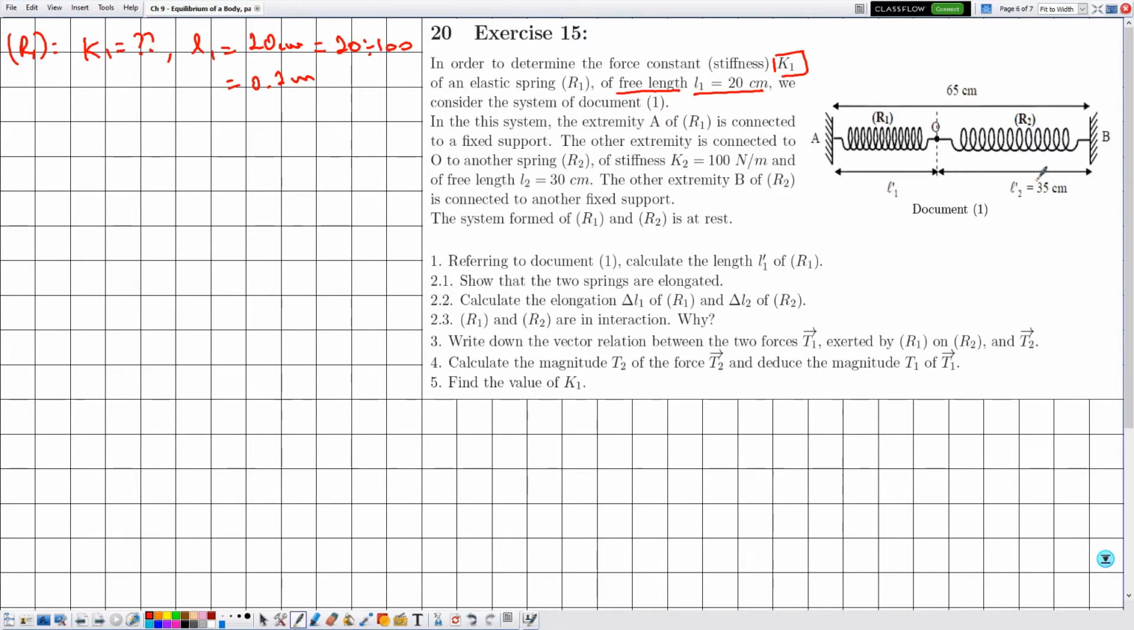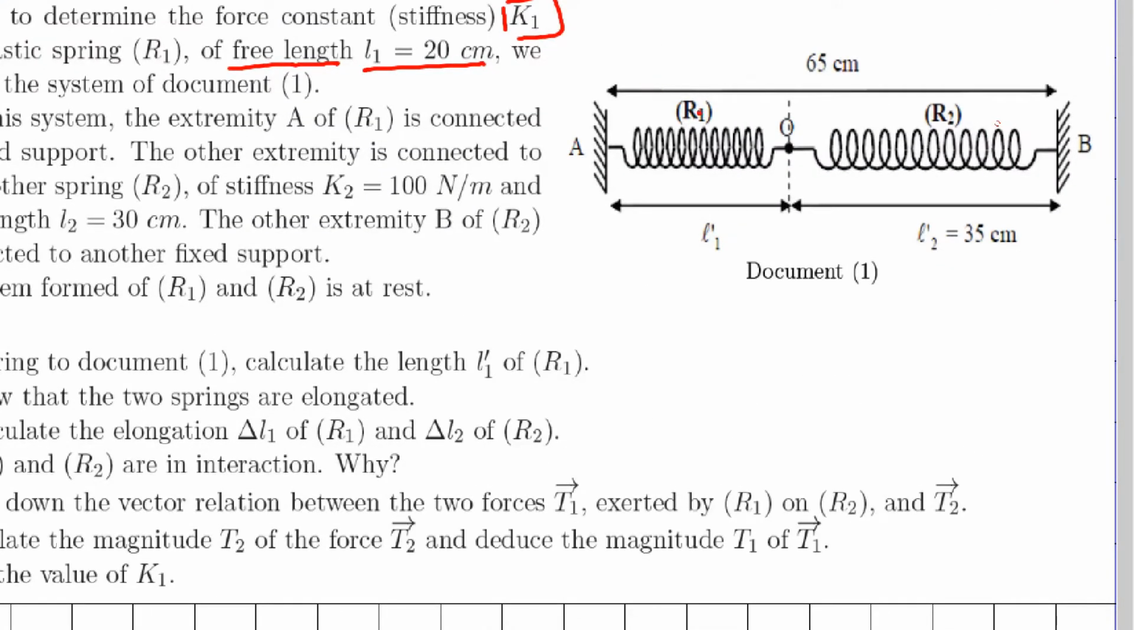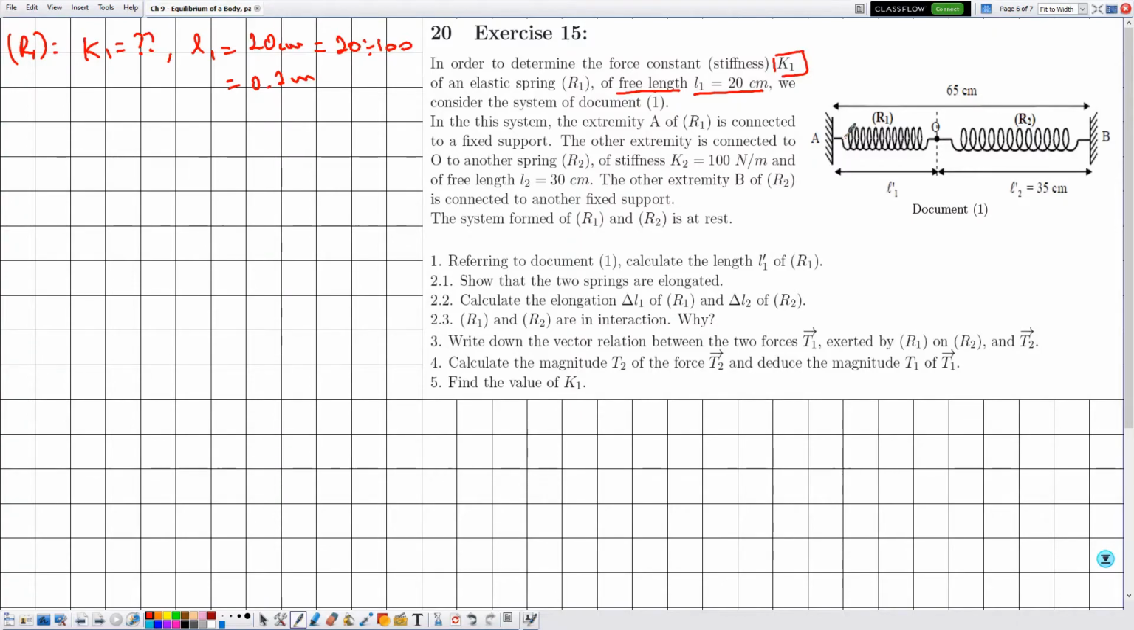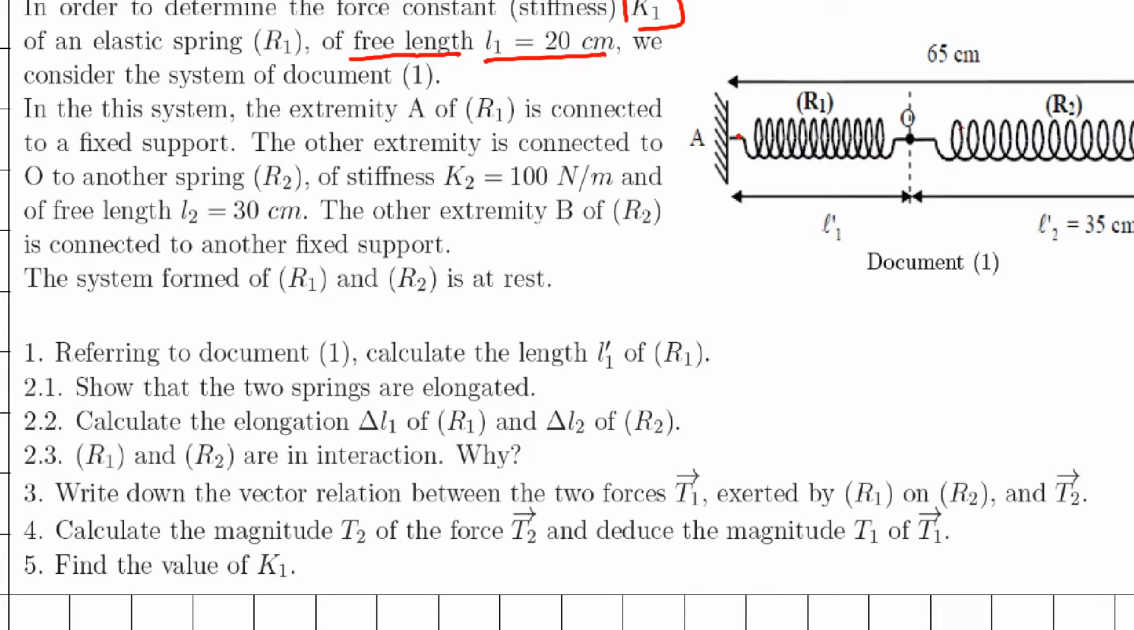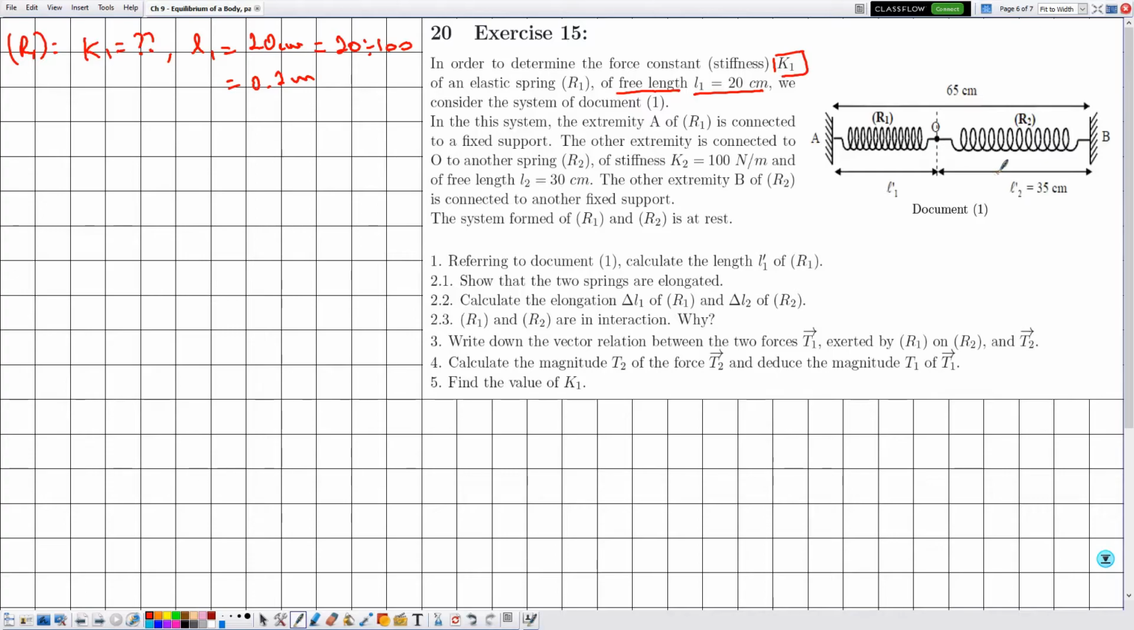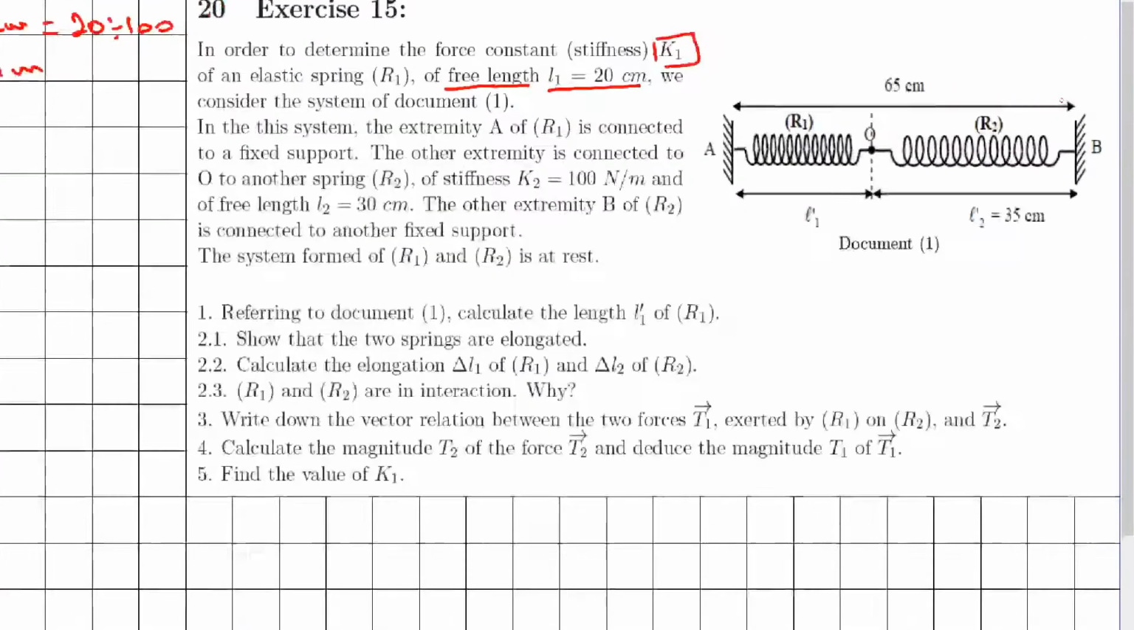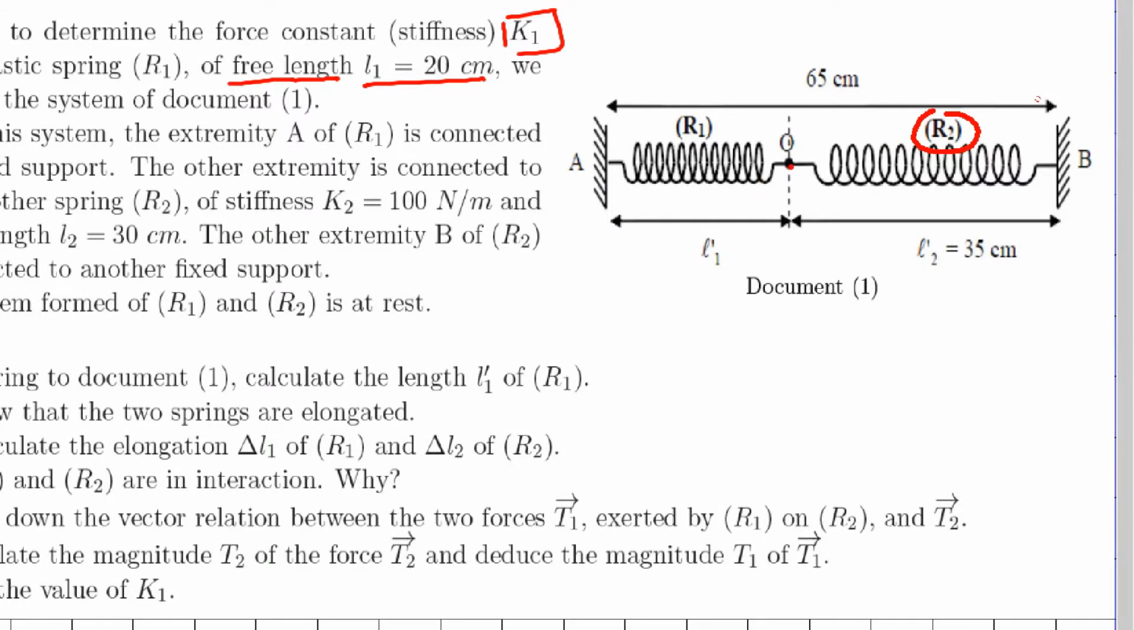In the system, the extremity A of R1 is connected to a fixed support. So notice that the spring R1 has two extremities, the extremity A and the extremity O. A is connected to a fixed support, so this is okay. The other extremity is connected to O. The other extremity is connected to another spring R2. So here we have R2 that also consists of two extremities. One of the extremities of R2 is connected to O.